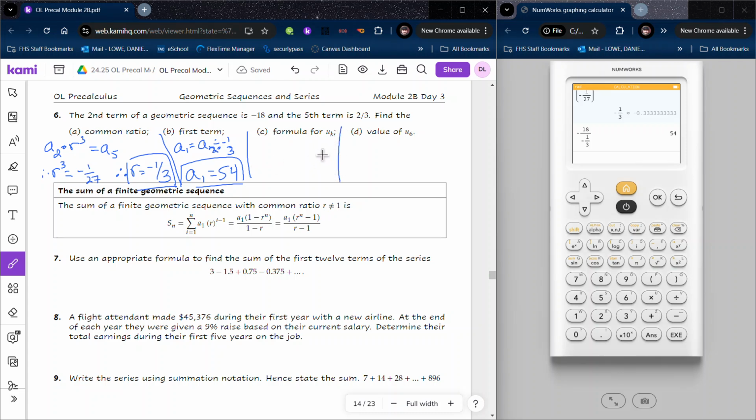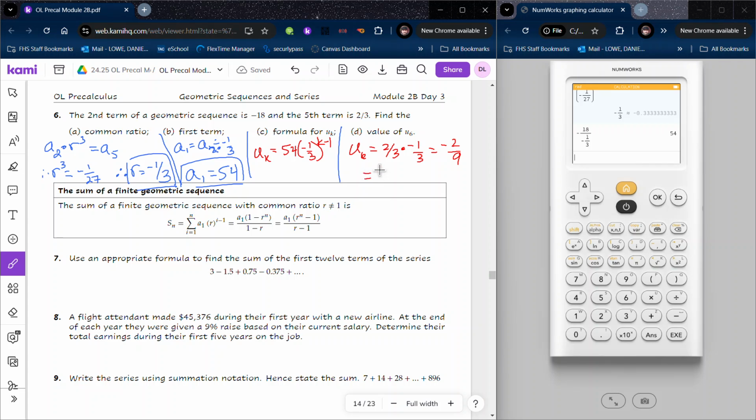My kth term, my general formula: we said that my kth term is going to be that first term times my ratio raised to the power counter minus 1. So I have my kth term is 54 times negative 1/3 raised to the k minus 1 power. So if I want u sub 6, I could get it by saying it's 2/3 times my ratio, because 2/3 is my fifth term, which would be negative 2/9.